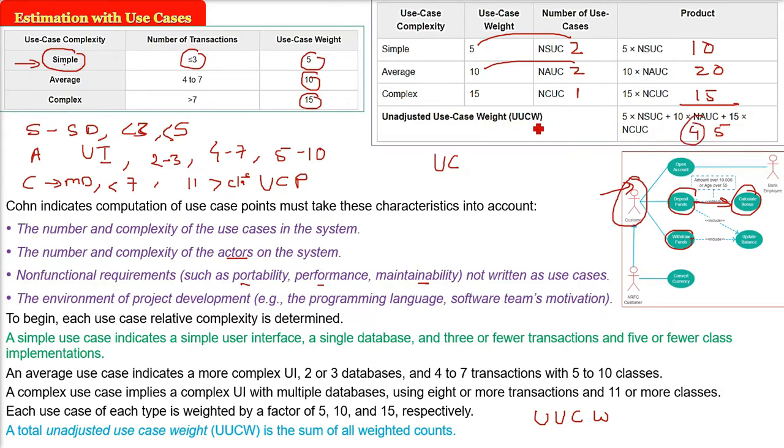Okay. Now I'll show you the expression, what all we have to find out, but the first thing is UUCW. So this is the formula. UUCW is the first thing. We have to compute other factors also, like UAW, TCF and others.